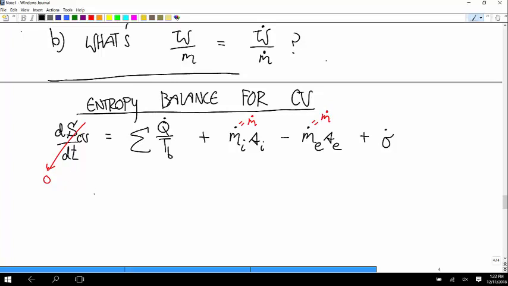And it tells us that we can rewrite this as 0 is equal to the sum of Q over T_b, plus m times s_i minus m times s_e, plus sigma.